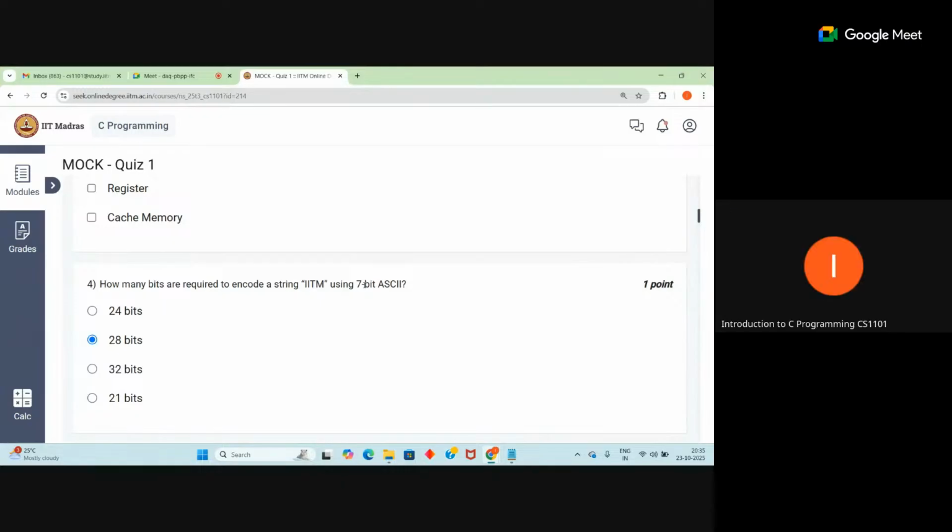Suppose, yes, actually nowadays, if you use the Java programming language, not C, in Java, each character is represented using 2 bytes of memory. So to store IITM, it will require 64 bits. Okay, ma'am. Yeah, got it. So in the Java language, each character is represented using 2 bytes.